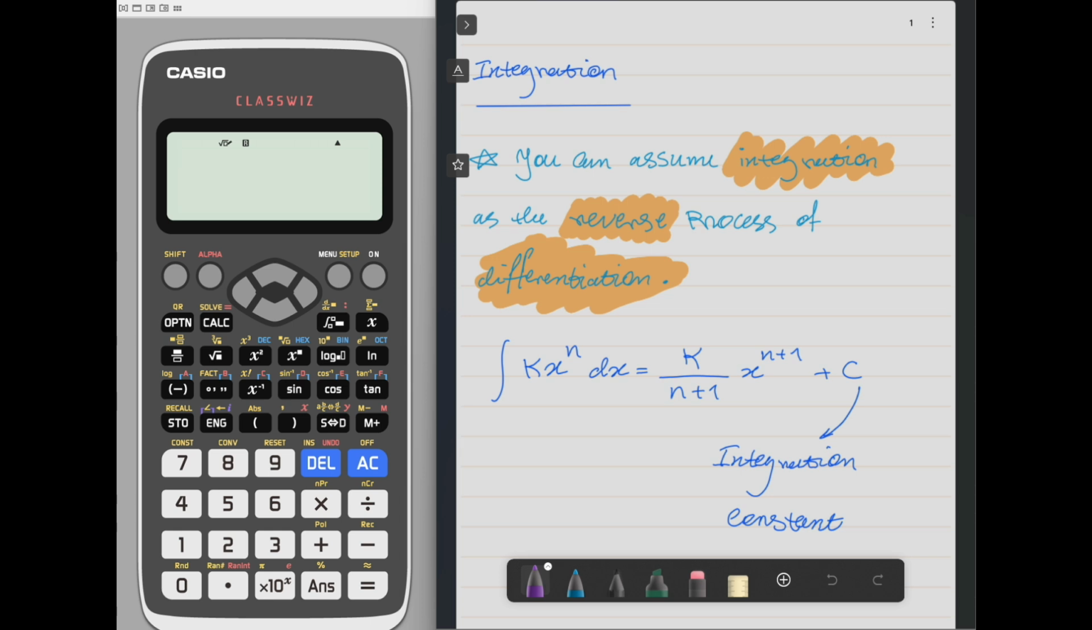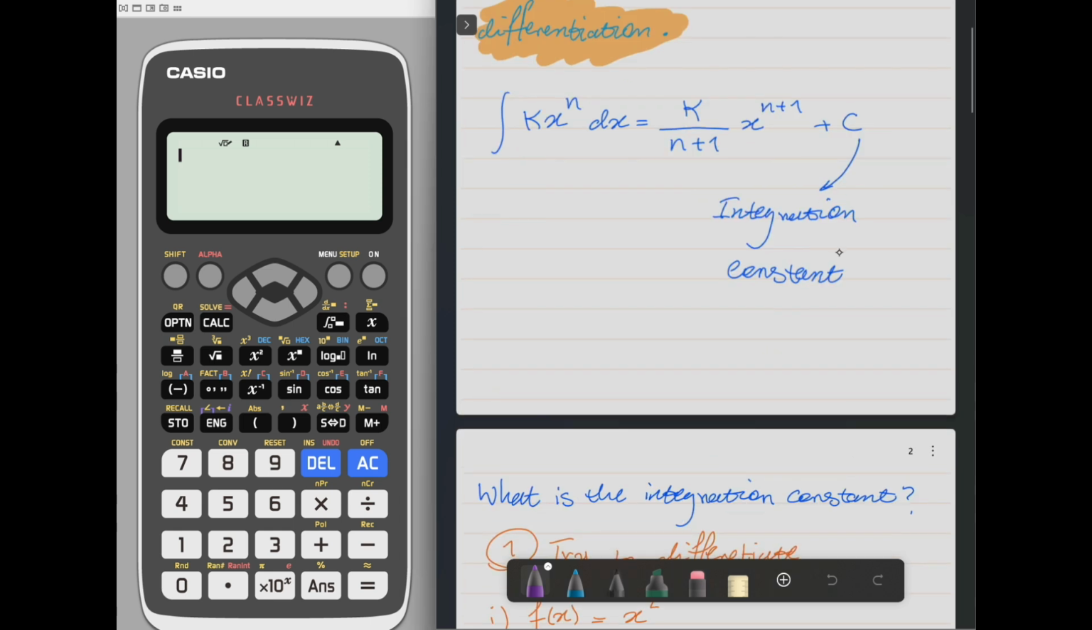So what were we doing in differentiation? If we had ax to the power of n, by differentiation, d over dx, it would have been anx to the power of n minus 1, where this n comes down. But integration is exactly the reverse thing. You're just going to do it back here, and you're going to do integration.